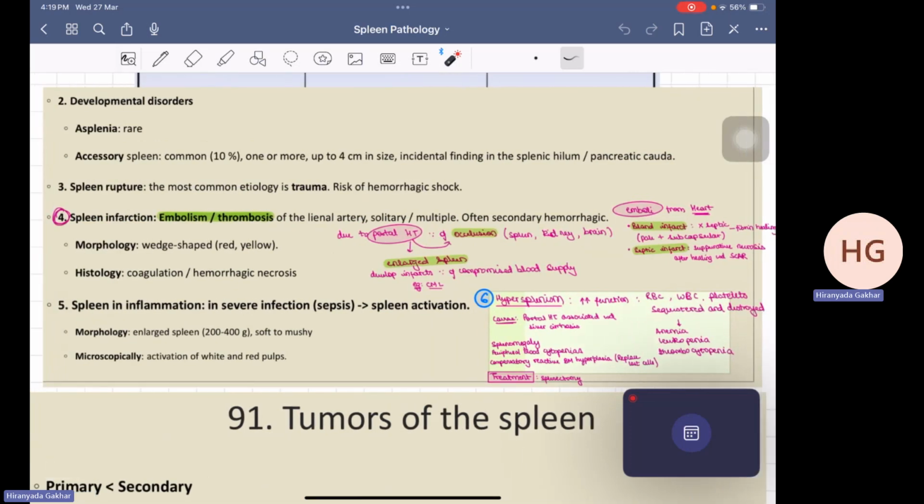As for the morphology, all of us know that whenever there is infarction and ischemia, we see a wedge shaped infarction, so sort of like a triangle.